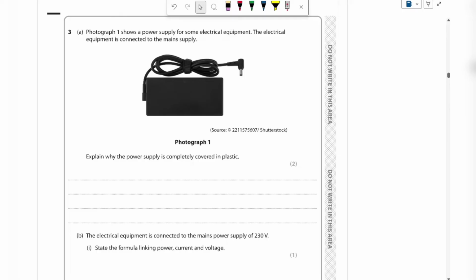Okay, question 3, an electricity question, safety question. Plastic is an insulator.